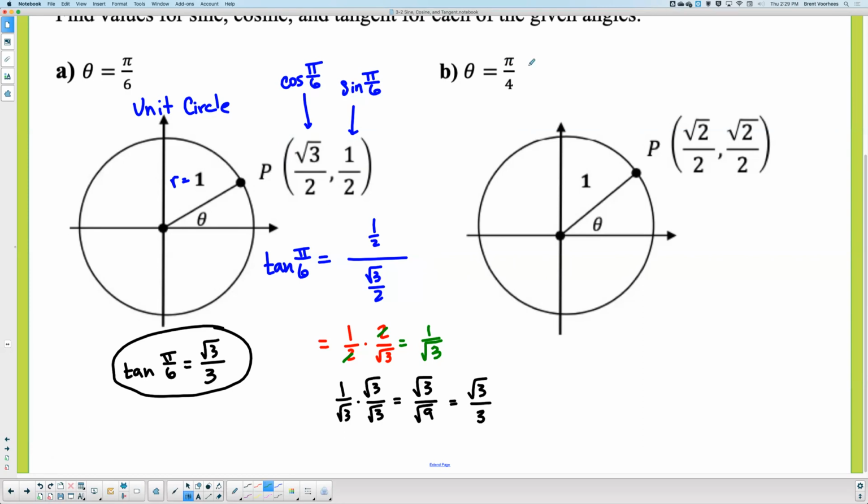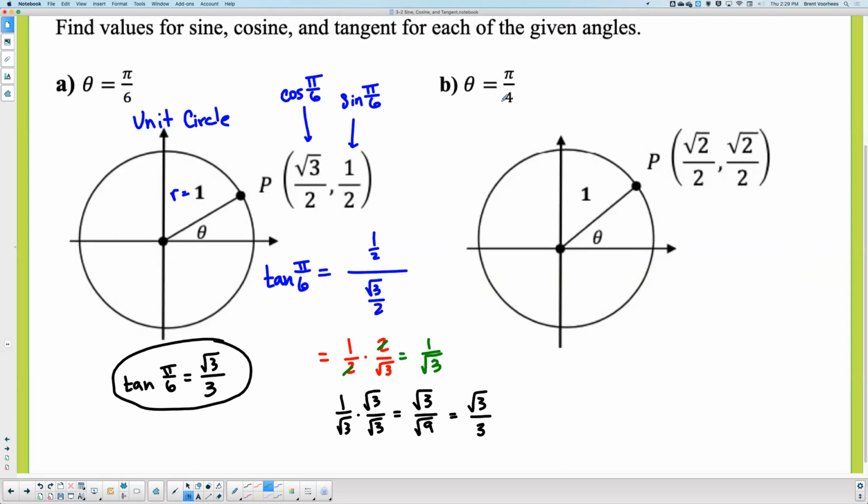All right, what about pi over 4? If I define the sine, cosine, tangent of pi over 4, what is going to be the sine of pi over 4? The y value. Very good. So in this case, the y value is this. The sine of pi over 4 would be equal to the square root of 2 over 2. What's the cosine of pi over 4 going to be? Square root of 2 over 2. That's right, because sine is y, cos is x. Cosine of pi over 4 is going to equal the square root of 2 over 2.